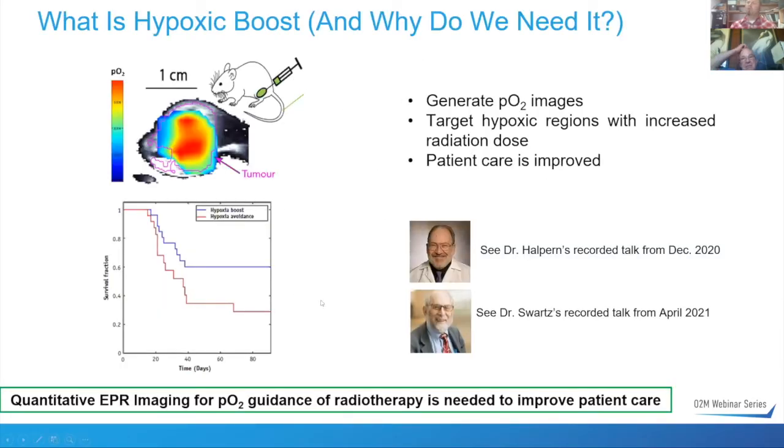So again, we have a hypoxic boost. Why do we need this? We need to generate the PO2 images. We need to target hypoxic regions. Rather than spend time trying to recover what these two gentlemen here, Dr. Halpern and Dr. Schwartz, have covered, and much better than myself, I'm directing the audience back to these talks. Howard's is recorded. I think Hal Schwartz's is as well. Go back and look at these and use them as resources.